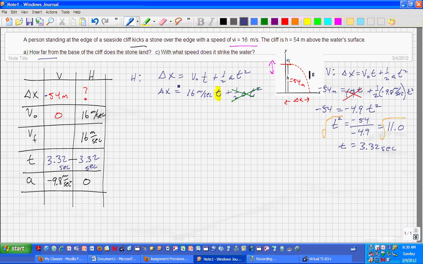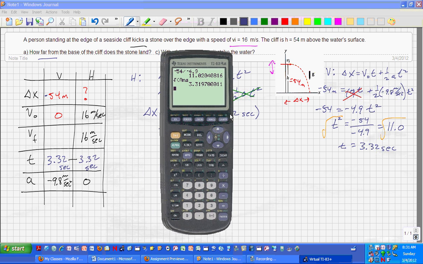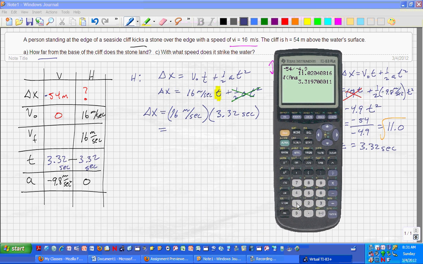All right, so now I can put that time in here and get my horizontal distance. So I get change in position is going to be equal to 16 meters per second times 3.32 seconds, which is going to be equal to somewhere in the neighborhood of 50-ish.